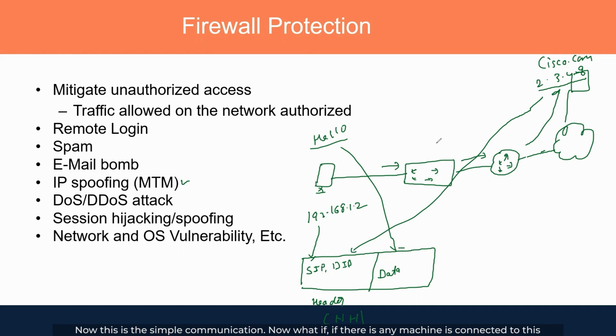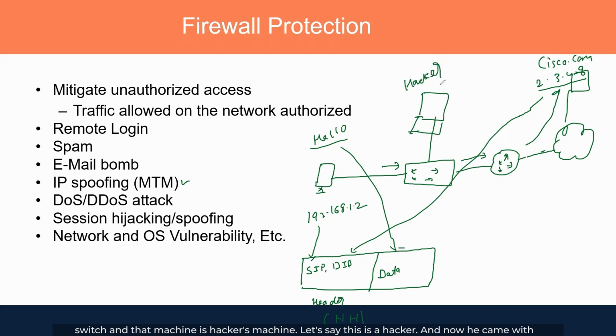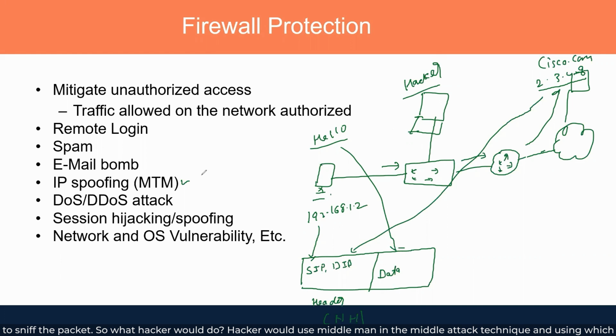Now, what if there is a machine connected to this switch, and that machine is a hacker's machine? Let's say this is a hacker, and he came with malicious intent, and now he's trying to hack the traffic going from this system to cisco.com or anywhere. So basically, the hacker would take this packet whenever the traffic is sent by this system to cisco.com. The hacker is trying to sniff the packet.